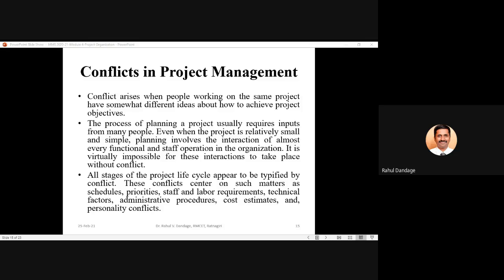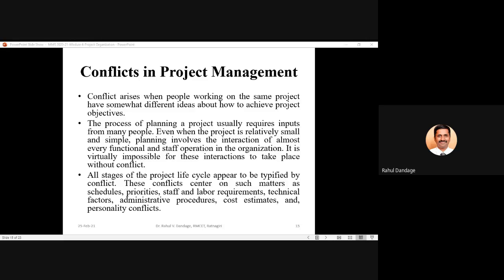Administrative procedures, conflicts are always there. Whenever there is administration, they will have certain rules and regulations, certain procedures, and people will always have some query, some issues with the procedures laid down by the administrative authority. So again, there will be some administrative conflicts.